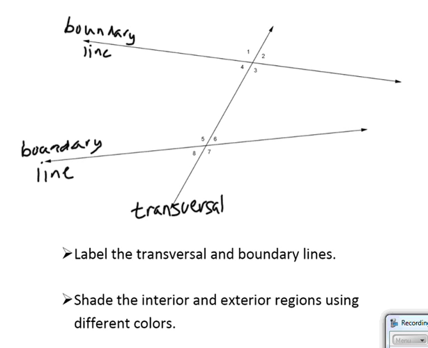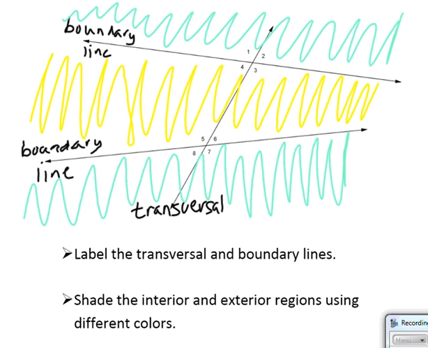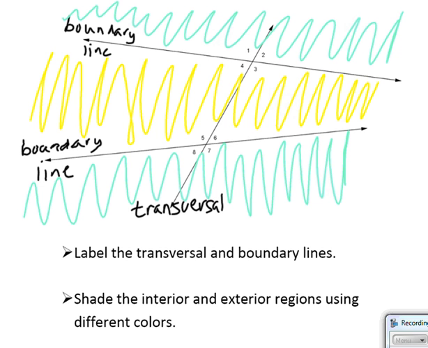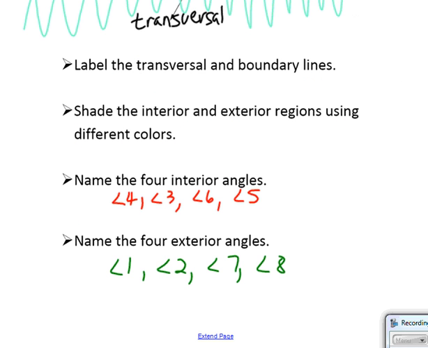The next thing we want you to do is shade the interior and exterior regions using different colors. This is so that you can visually see what we're talking about. I've used yellow for the interior region and the light green for the exterior region. Notice that there are two pieces to the exterior region. The next thing we want you to do is name the four interior angles and the four exterior angles. Stop the video and restart it once you've listed these angles. You should have angles 4, 3, 6, and 5 as interior angles and 1, 2, 7, 8 as exterior angles.